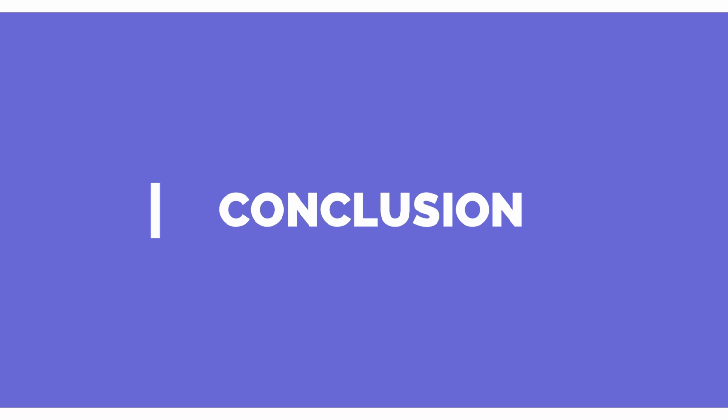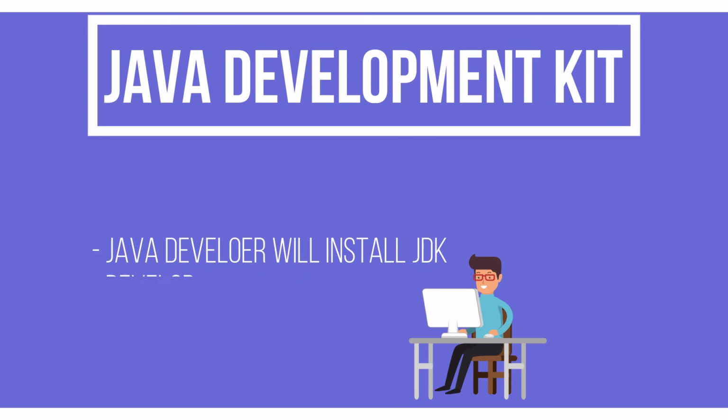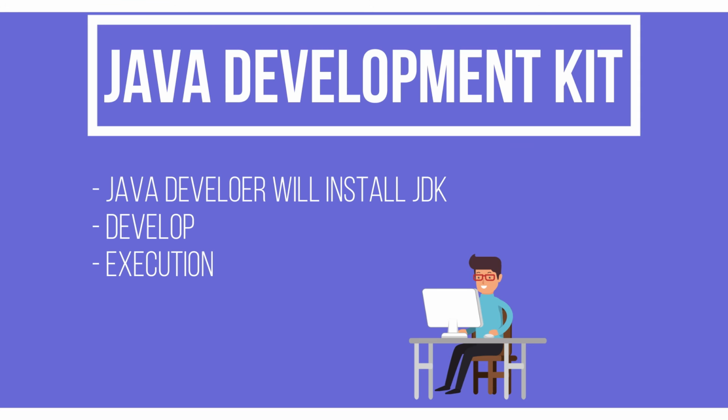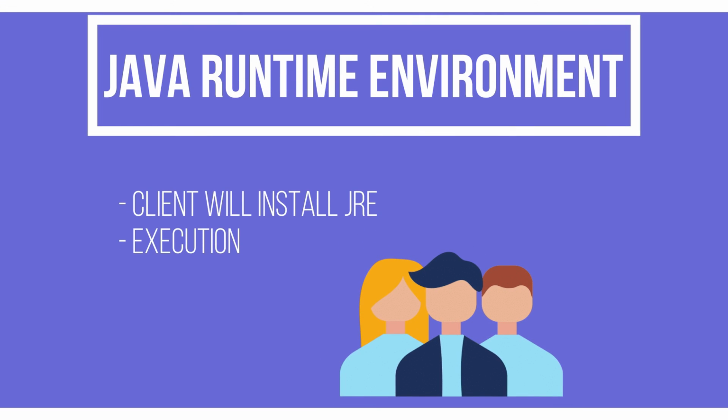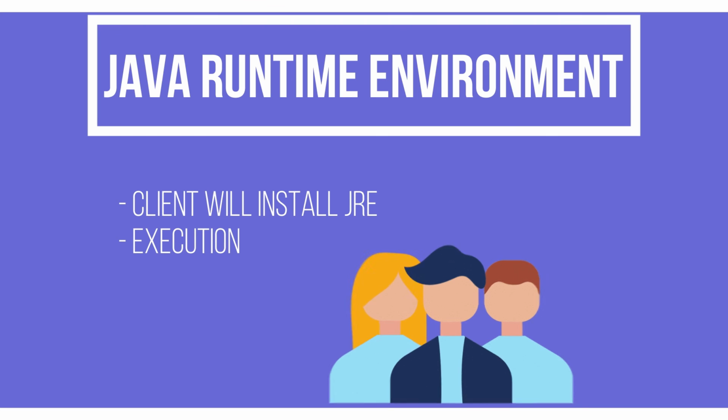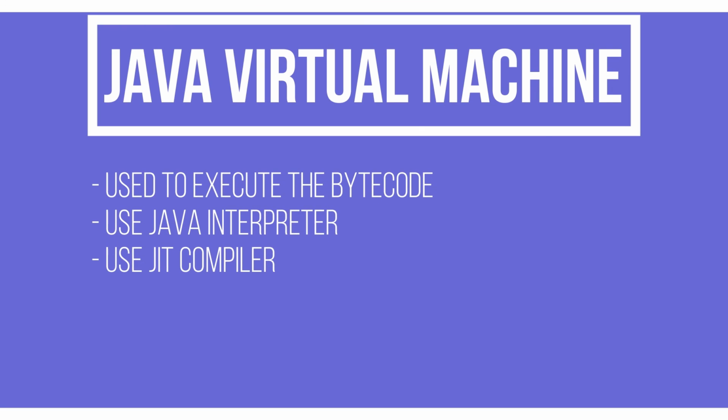At the end we can conclude by saying that Java developers will install the JDK so that they can develop and execute the Java application, whereas client machines will be installed with the JRE so that they can execute those. JVM is used to execute the bytecode with the help of the interpreter, and the JIT compiler is used to optimize and reduce the execution time.